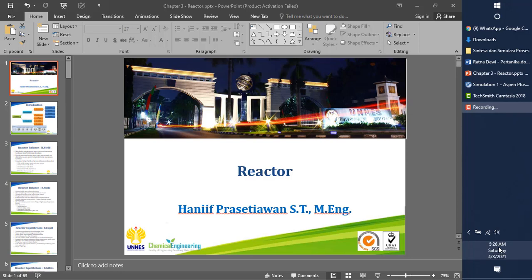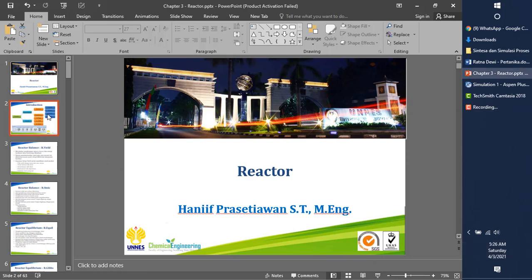And today we are going to discuss another equipment existing in Aspen Plus, which is the reactor. This equipment is the main equipment in chemical engineering processes. There are two main processes: reaction and separation. The reaction uses a reactor, while the separation uses a separator, which was already discussed in the previous meeting.